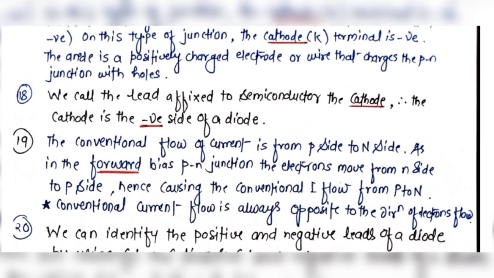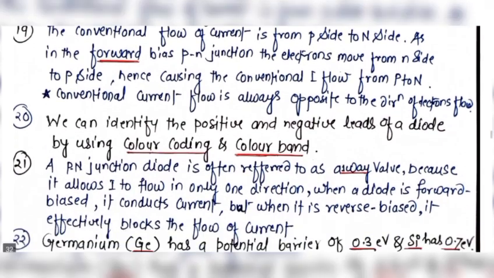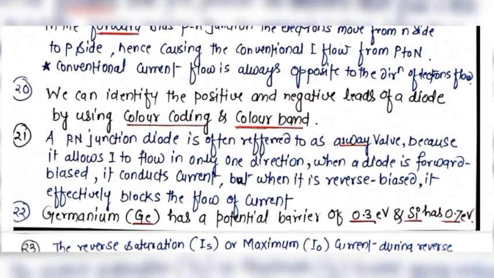Conventional flow of current is from P side to N side. As in the forward bias PN junction, the electrons move from N side to P side, hence causing the conventional current to flow from P to N. Conventional current flow is always opposite to the direction of electron flow. We can identify the positive and negative leads of a diode by using a color coding or a color band.